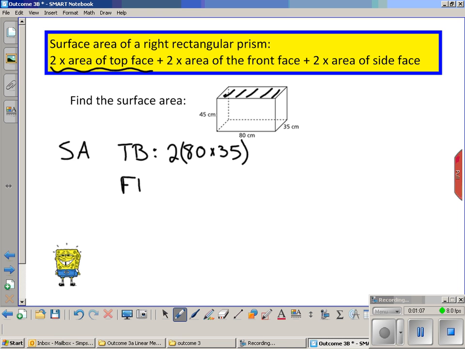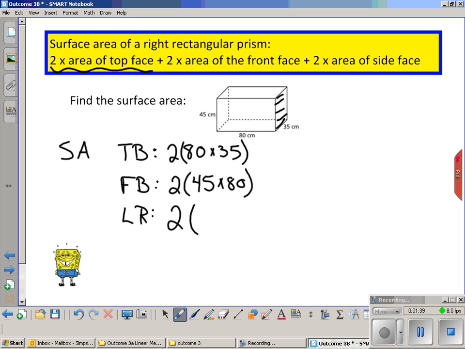Then we're going to have a front and back. So the front is this rectangle here. Because there's a front and back, 2 times the area of that rectangle is 45 times 80. And then we have a left and a right. The left and right are the 2 ends on this rectangle. So here's one. That end, because there's 2 of them, it's 2 times 35 times 45.